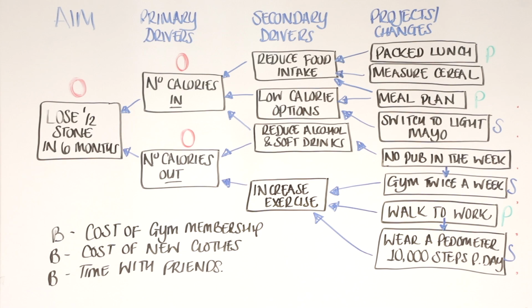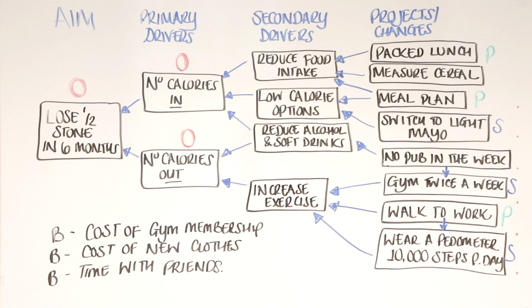So looking at our driver diagram, we have the aim. This would be the main focus of our project and the main outcome measure. In this case, this would be our weight. For our primary drivers, we could then introduce measures such as daily calorie intake and calories out to see if our interventions are having the desired outcome.